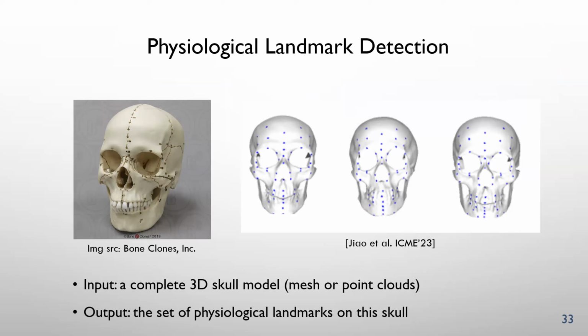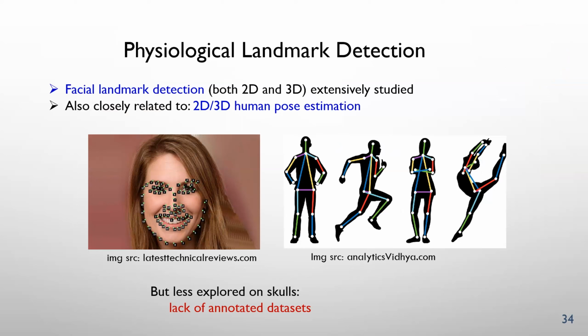Okay, specifically, given a skull, what we want to do is to detect a set of physiological landmarks like this, that are either anatomically important or geometrically salient, and they serve as feature points or anchor points in many subsequent modeling and analysis tasks. So this is closely related to facial landmark detection, actually.